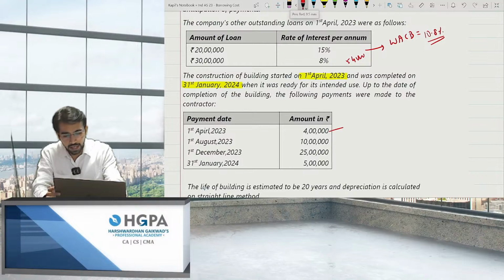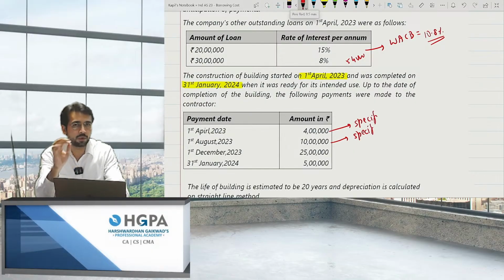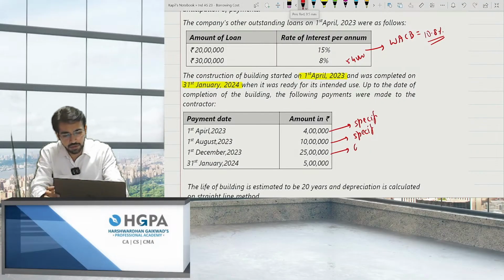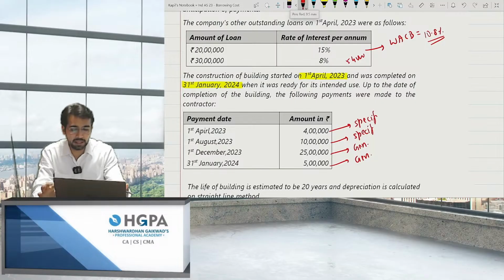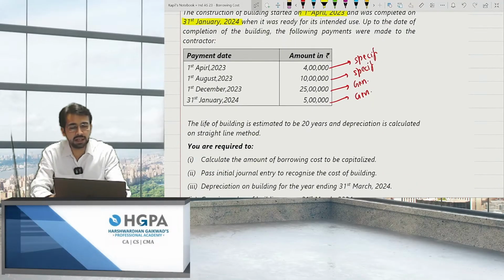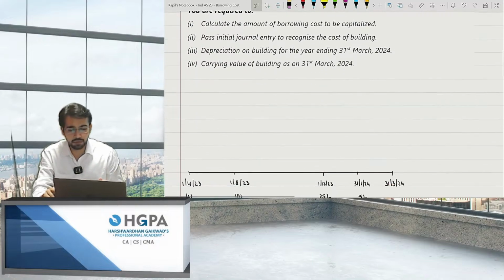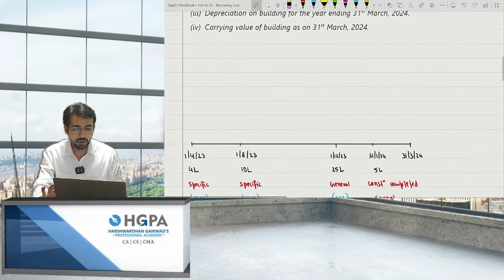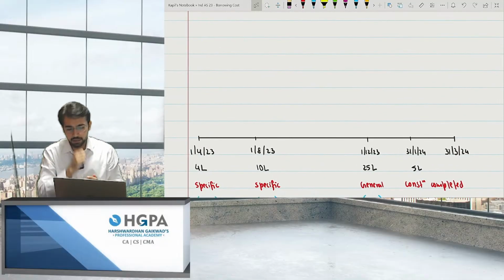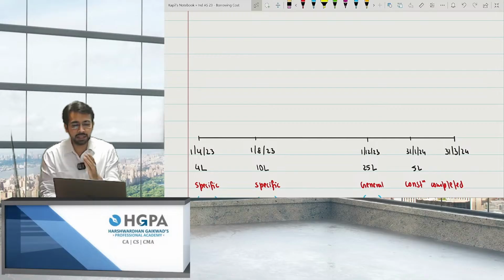Can I say 4 lakh? Obviously, it was specific. 10 lakh was also from specific, because first I will use specific, right? Obviously, I took a loan of 14 lakhs for the specific for this construction itself. This 25 was from general, and this 5 lakh was again from general, right? I'll proceed with the question. The life of the building is estimated at 20 years, and the depreciation is calculated on the straight line method. Calculate the amount of borrowing cost to be capitalized. I'll just cut it short and show you the number line. So this is the number line: 4 lakh, 10 lakh, 25 lakh, 5 lakh.